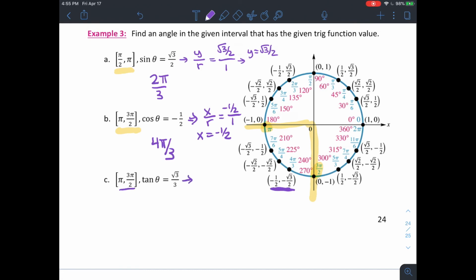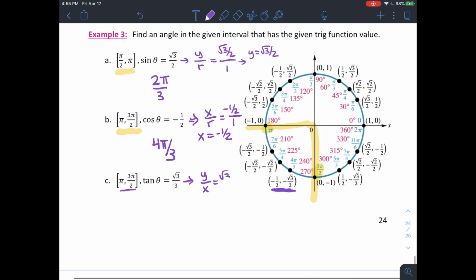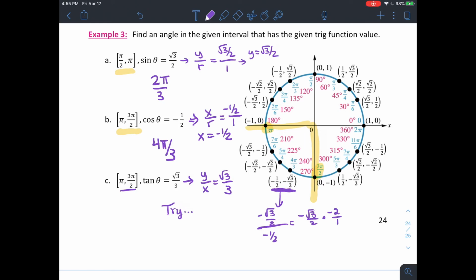Tangent's a little bit harder. So we're in that same quadrant. We're looking for one where if we divide y by x, we're going to get square root of 3 over 3. So I would just kind of trial and error these. So let's try that first one that I already have underlined there. So if I do y over x and divide, which means I'll multiply by my reciprocal, I'm going to get square root of 3. Not square root 3 over 3. So that's not the right one.